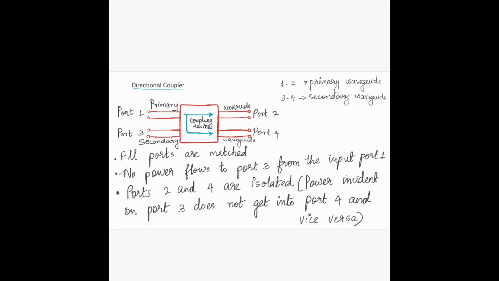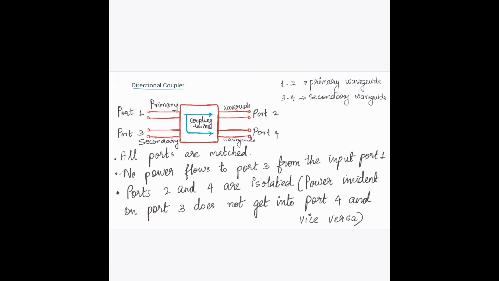Dear students, this video discusses directional couplers, a passive microwave device used to transmit microwave signals. A directional coupler is a four-port device where this part is known as the primary waveguide and the part below is known as the secondary waveguide. Ports 1 and 2 are the primary waveguide, and ports 3 and 4 are the secondary waveguide.